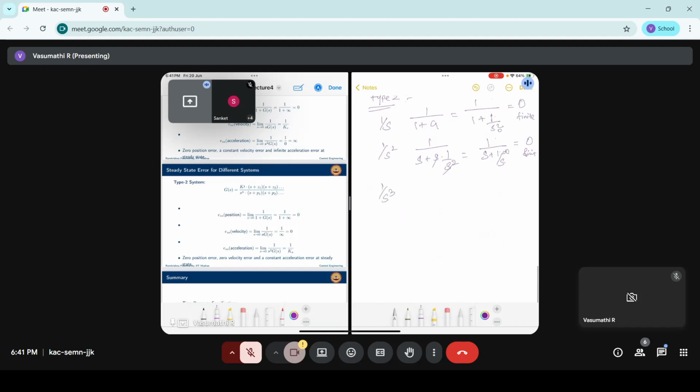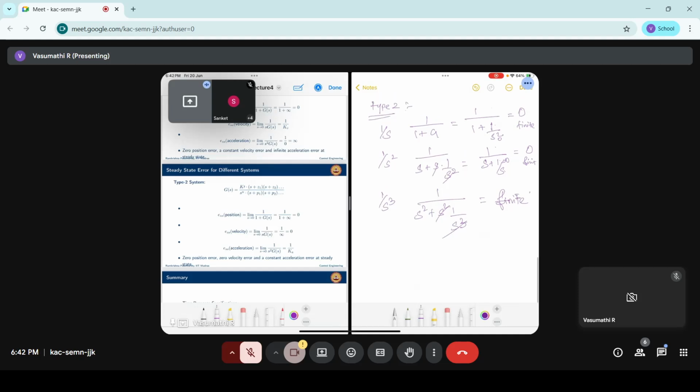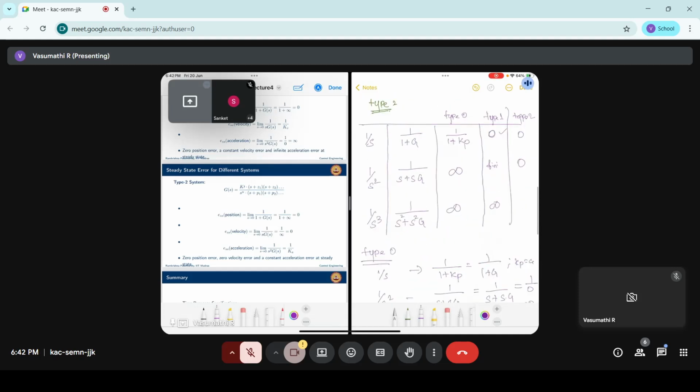When I give 1 by s cube, this will be s square plus s square by 1 by s square. This will get cancelled. This will be 1 by infinity will give you some s square, 1 by 0. No, I'm missing something here. 1 by s cube, ma'am, because the system is... Good, thanks. So you will have some finite value, not an infinite value. So I'm going to write it as finite.